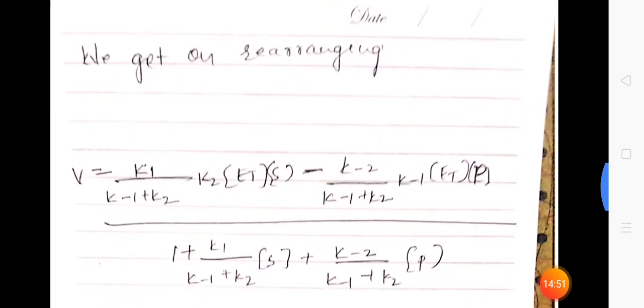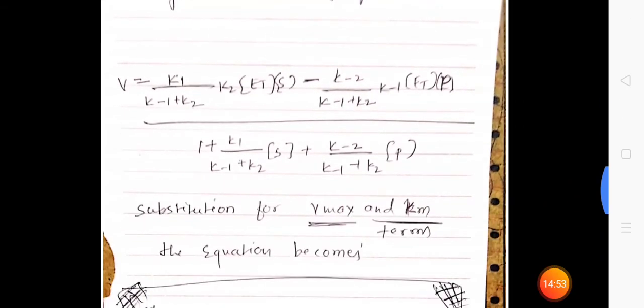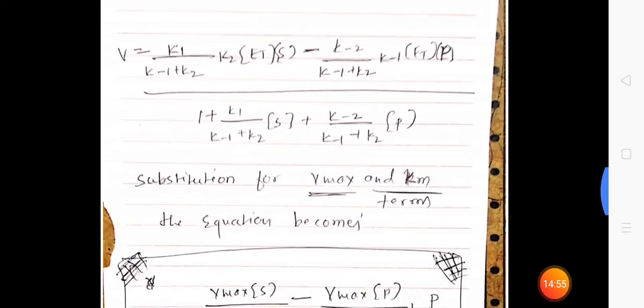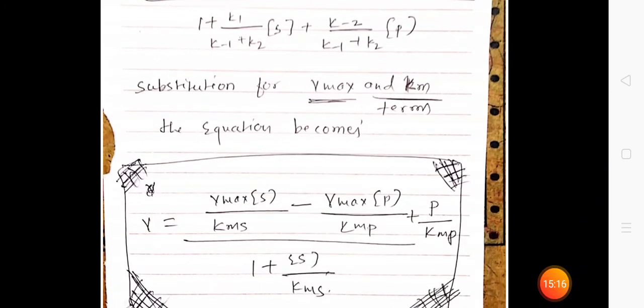On rearrangement, we get velocity equal to k1 k2 divided by k1 plus k2, into ET and substrate concentration, and finally k minus 2 divided by k2 k minus 1 into product, divided by 1 plus k1 plus k minus 2 into substrate concentration plus k minus 2 k1 into product concentration overall. Now for this we substitute Vmax and Km.